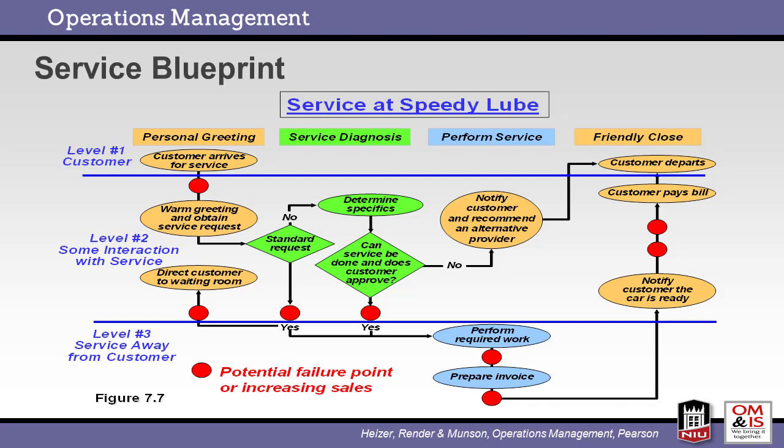The process moves forward from each decision point based on the decision made. The red circles represent failure points or opportunities of increased sales. For example, the first red circle in the upper left is a risk, as there may be a miscommunication between the service technician and the customer. At the same time, there is also an opportunity to upsell additional services and products.